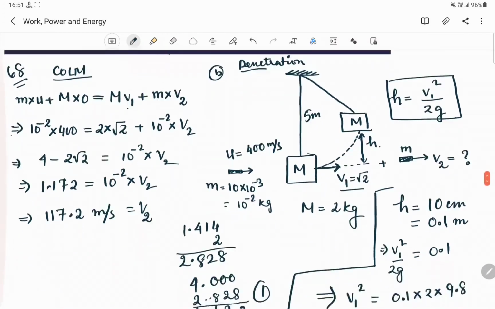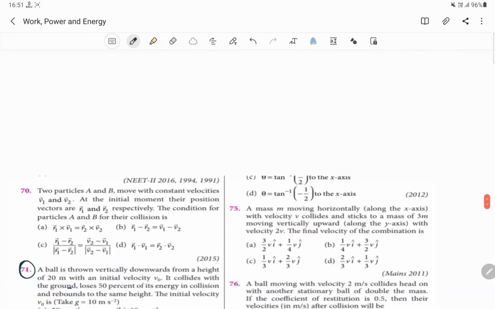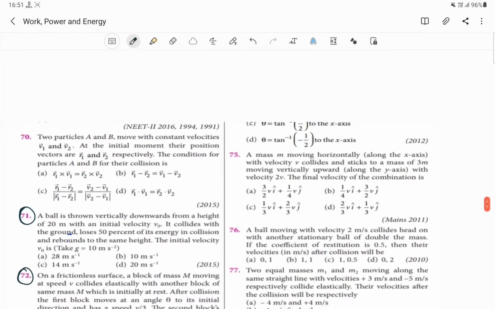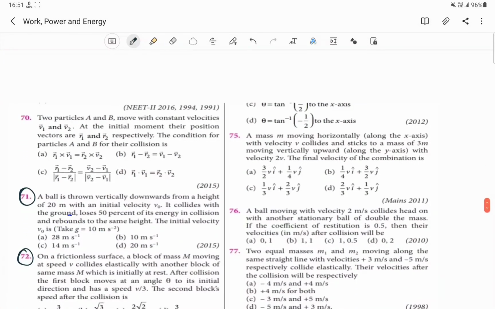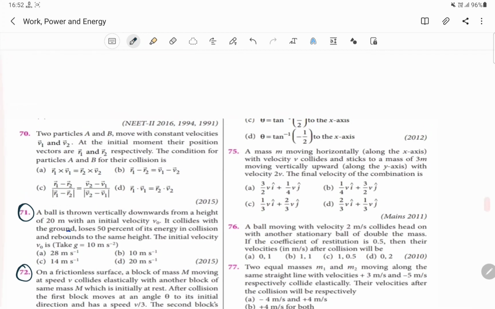Okay, now let us proceed with the next question, question number 71. A ball is thrown vertically downward from a height of 20 meters with an initial velocity v0. It collides with the ground and loses 50% of its energy in collision and rebounds to the same height. The initial velocity v0 will be equal to how much?